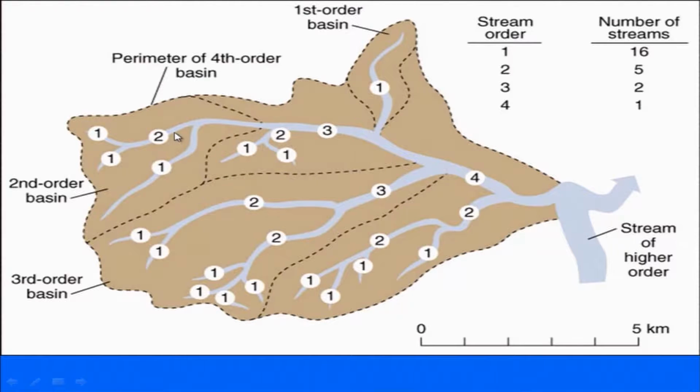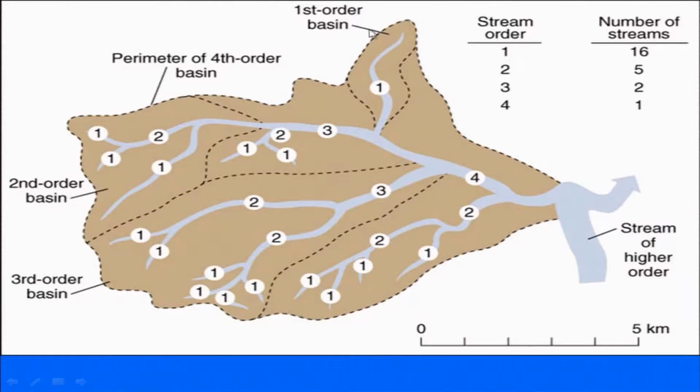So on, what we see is the higher order. If two fourth order streams join, then it will become fifth order. Right now this is the highest order stream which we have, a stream of higher order. So this will be the fifth order stream, because the fourth order stream goes and joins this stream, so this becomes a higher order stream. So we have first order, second order, third order, fourth order.